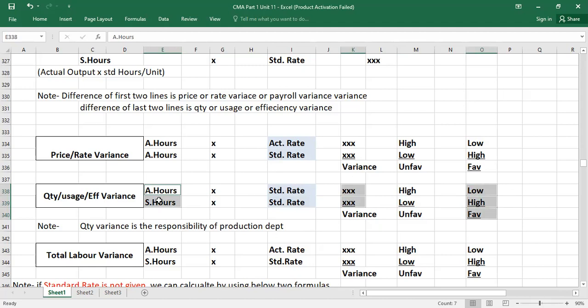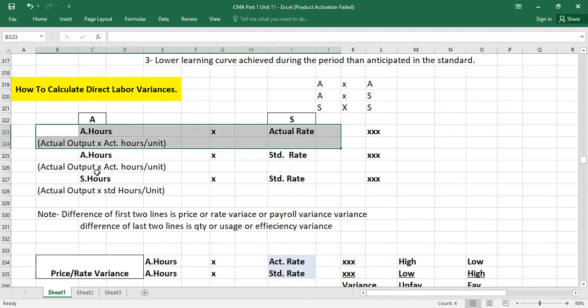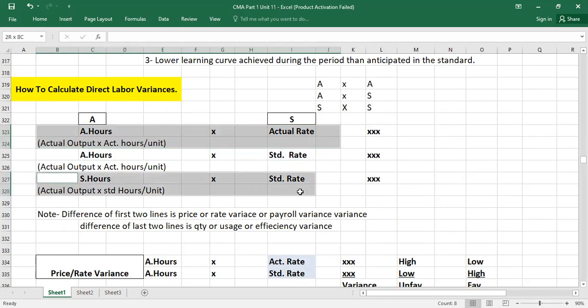Guys, sometimes if you want to calculate the total labor variance directly, we will take the difference of the first line and the third line. If you go back and check here, we have a first line which is actual hours multiplied by actual rate, and a third line which is standard hours multiplied by standard rate. Now you can see there is a difference in hours as well as a difference in rate. So if you take the difference of the first line and the last line, you will also get the total direct labor variance.